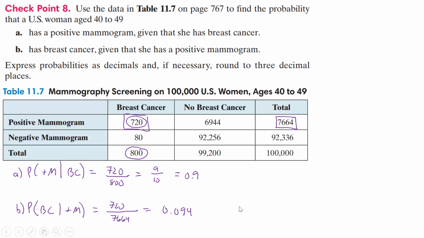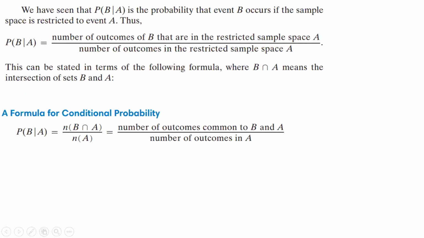So that's the last problem, but we still have a little bit here. And so this one says, this is kind of giving you a little more ways to say things. So we have seen that the probability of B given A is the probability that event B occurs if the sample space is restricted to that event A. So whether it's the mammograms or the spades or whatever. And so the probability of B given A occurred is going to basically be the number of outcomes of B that are in a restricted sample space A divided by the number of outcomes in a restricted sample space A.